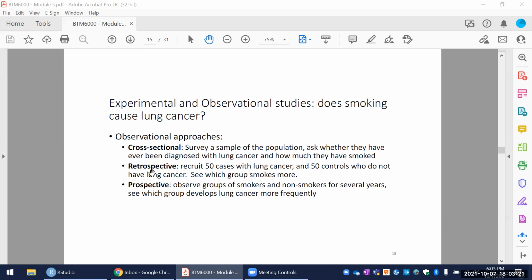Then you have retrospective research. So you recruit 50 cases with lung cancer. This is the example that I mentioned before. 50 cases with lung cancer and 50 controls who do not have lung cancer. And then you compare which group smokes more.